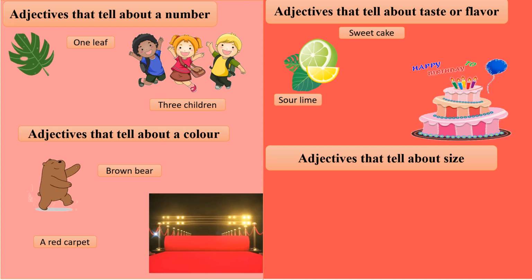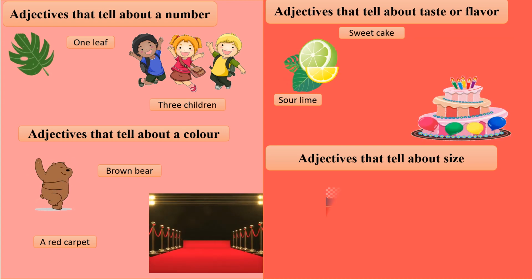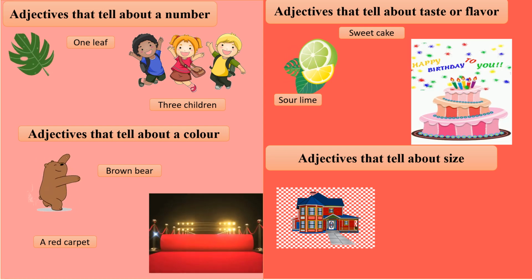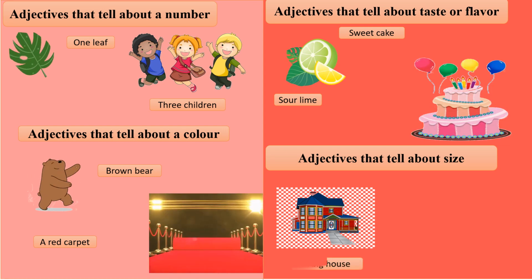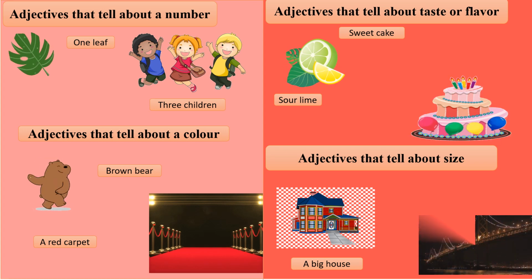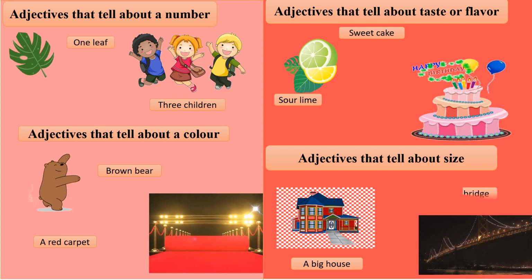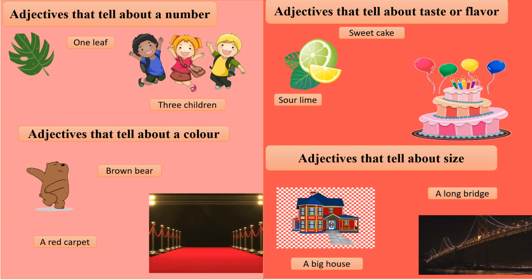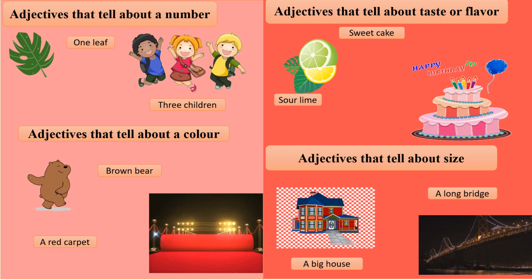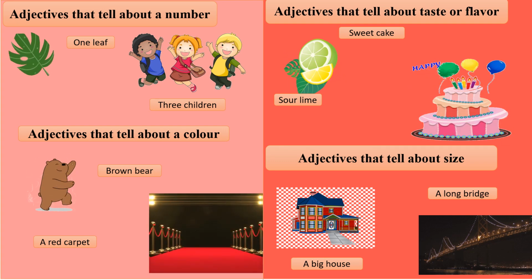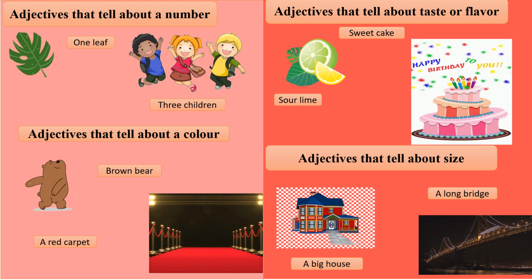It also tells us about the size. For example, whether it's huge, it's small or big. Yes, a big house. A long bridge. It describes the bridge, it describes the house. So adjective that tells us about size.